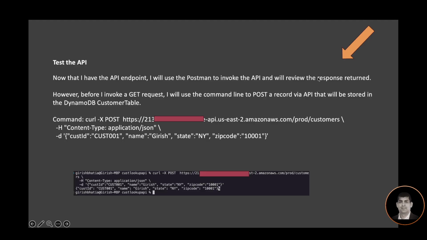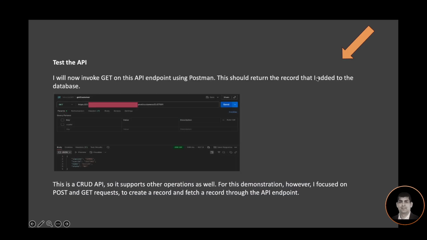Here I'm using a curl command to put a sample record with the cust ID 001, Girish, New York, and 1001. Then you will see that the post request added a record in the DynamoDB table. And then I can invoke a GET, and this time I'm using Postman. I'm putting in the endpoint for the GET, and as you can see, I'm getting that record back. So this is a successful response returned by the API endpoint.